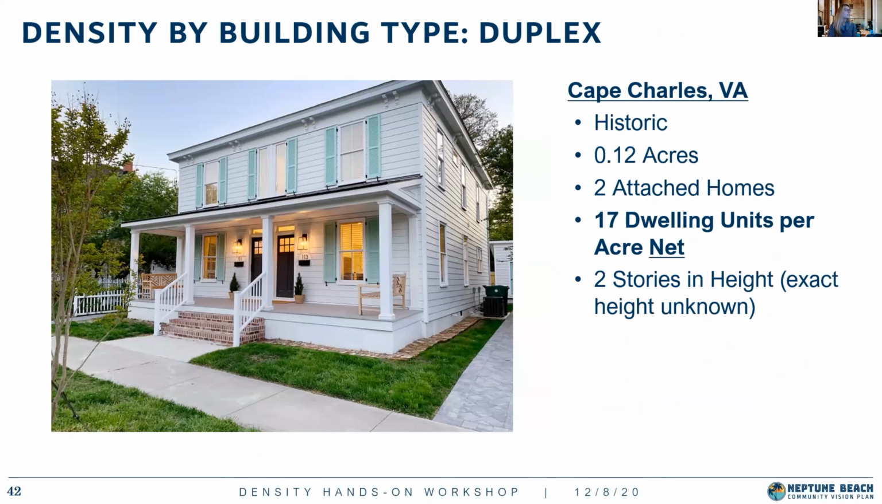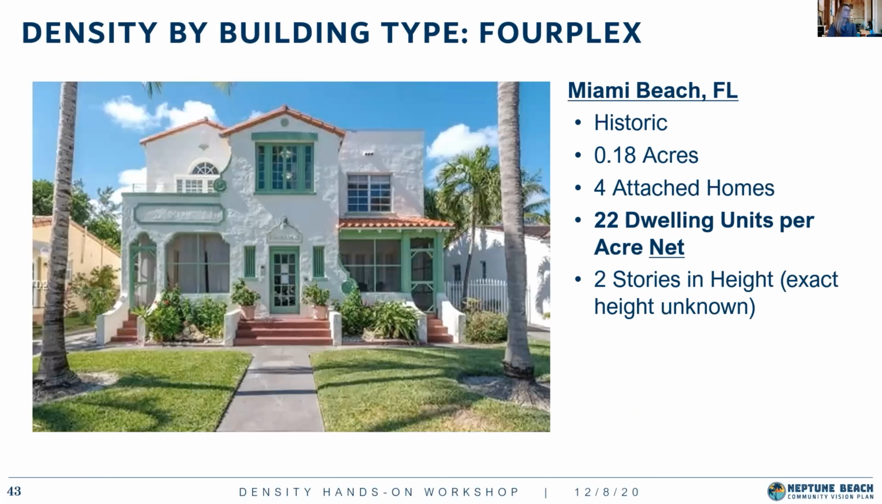So this is that duplex that we've already shown. This is in Cape Charles, Virginia. It's a historic example. It's 2 homes on 0.12 acres. So it's 17 dwelling units per acre. Here's an example of a fourplex or a quadplex, 4 units. And this is another historic example. It's in Miami Beach. And this one is 22 dwelling units to the acre. And it's a 2-story building.